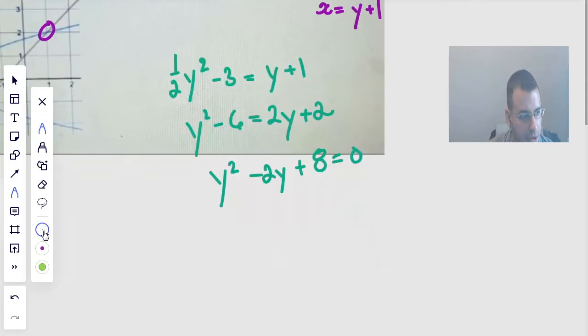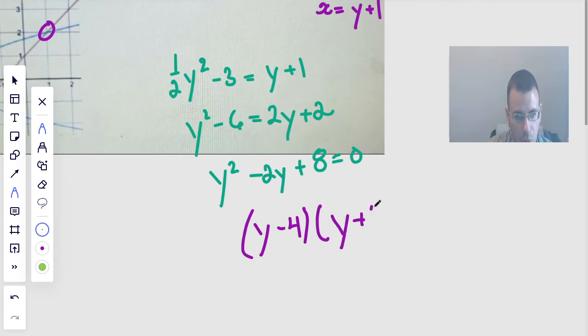I'm going to break this up into y minus 4 times y plus 2, because 2 times 4 is 8, and negative 4y plus 2y is negative 2y. So yes, maybe, possibly, good chance, might even be correct. So now we're going to say y is either 4 or negative 2.